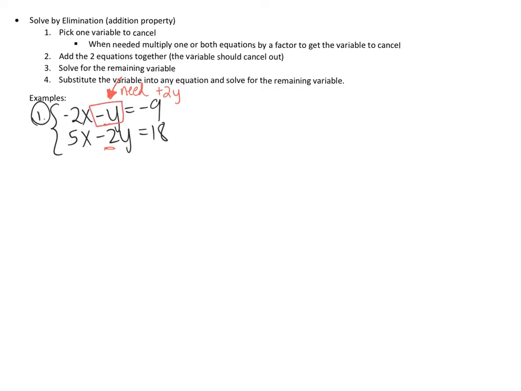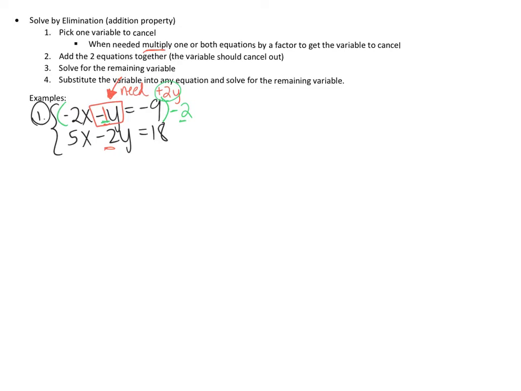The way we're going to do that is I'm going to multiply that entire equation. So if I think about this as a negative 1 here, what would I need to multiply negative 1 by to get a positive 2y? Well, I would need to multiply that equation by a negative 2. Because if I take negative 2 times negative 1, I would get positive 2. All right? So I need to multiply this entire equation by negative 2.